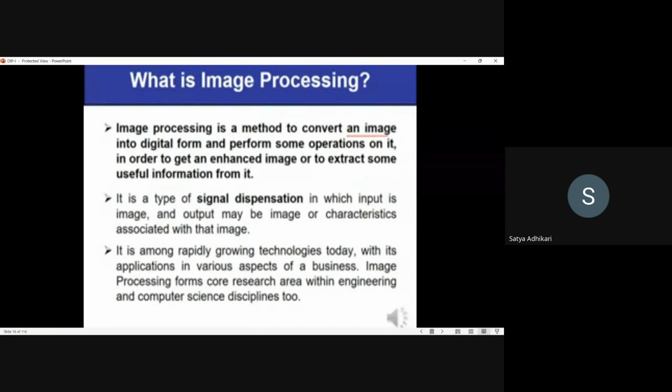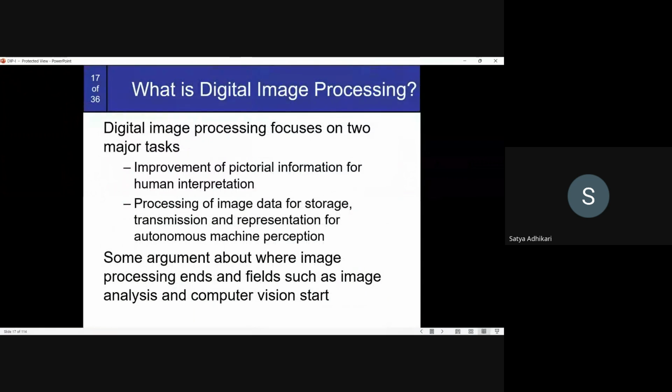It is among the rapidly growing techniques today, with its application in various aspects of a business. Image processing forms a core research area within engineering and computer science disciplines too. So nowadays digital image processing is a powerful tool.